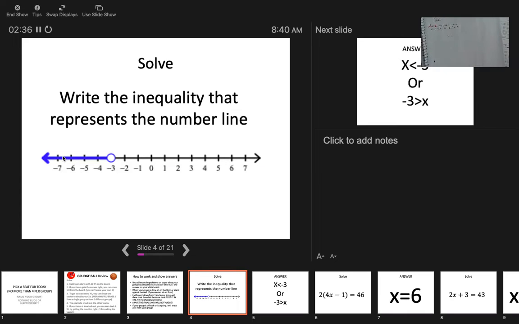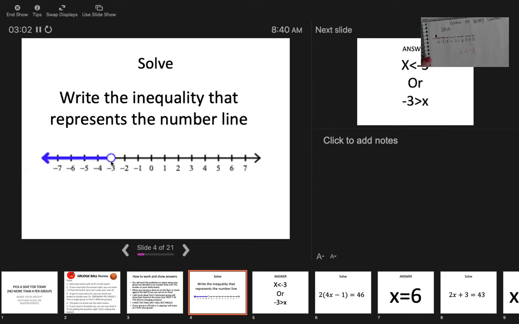Is it equal to? No. How do we know if it's equal to or not? It's an open or closed dot. So because it is an open dot, it's not going to have the equal to bar at the end of it. And then what comes next? The -3.